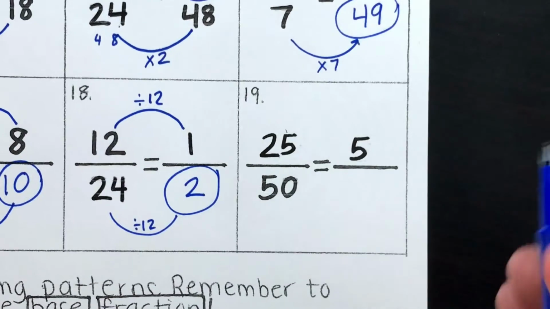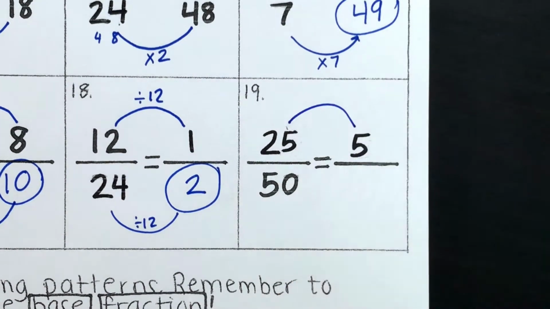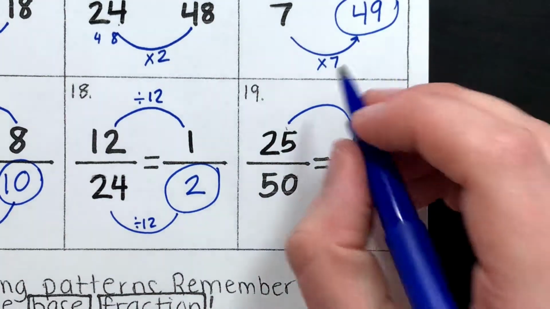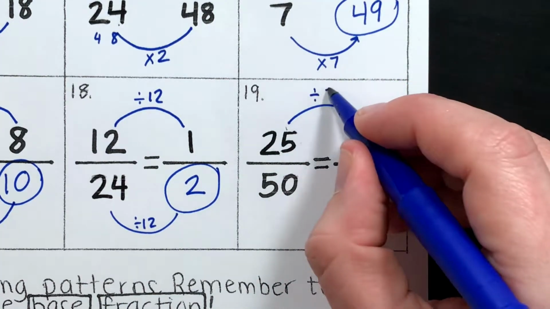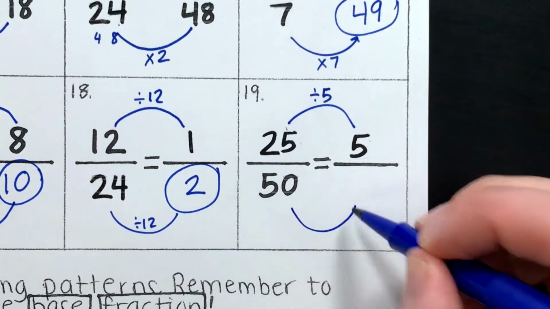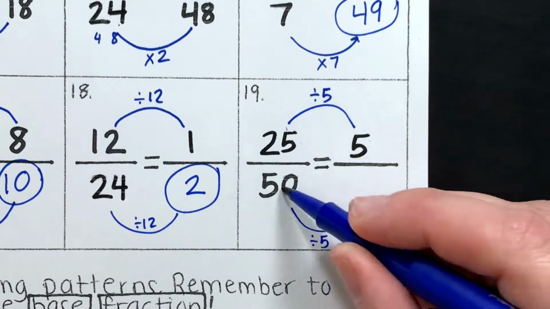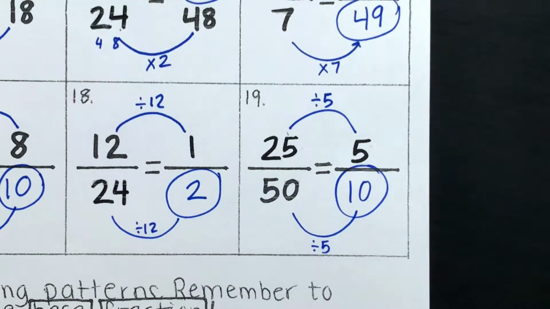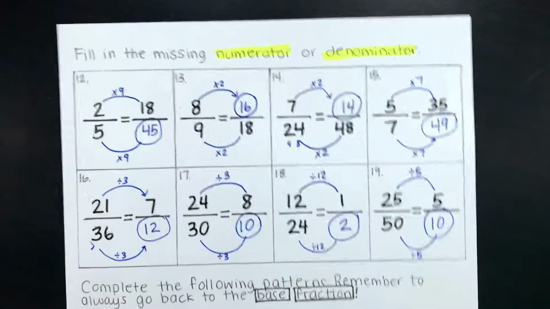And then here we have this. Here we have 25 to 5. What do we have to do? We have to divide by 5. 25 divided by 5 gives you 5. So same thing on the bottom. 50 divided by 5 is 10. 10 is our mystery number here. All right, so that is the top section completed.